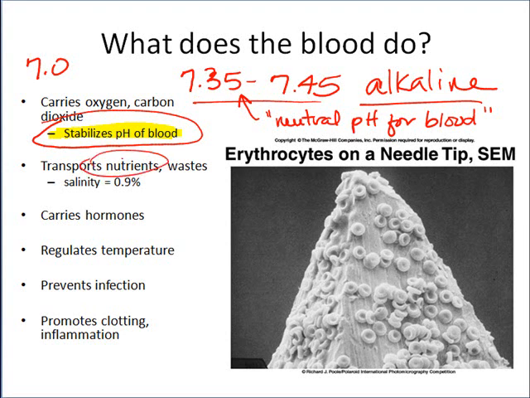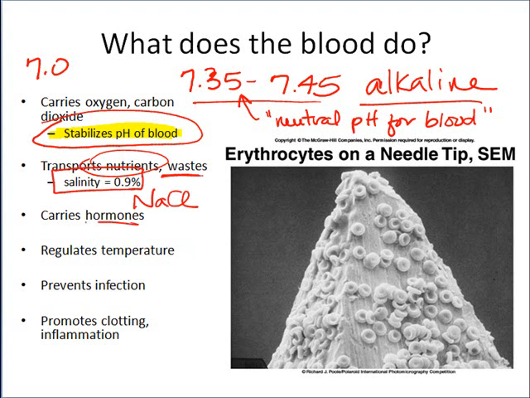So the blood also carries nutrients. We deliver things like glucose out to tissues, and vitamins, amino acids, lipids, all of these different things get transported in the blood, delivered out to the tissues, and we pick up metabolic waste products. The salinity of the blood, or the percentage of sodium chloride present in the blood, is at 0.9%. That's another critical value that has to stay within a very narrow or tight range.